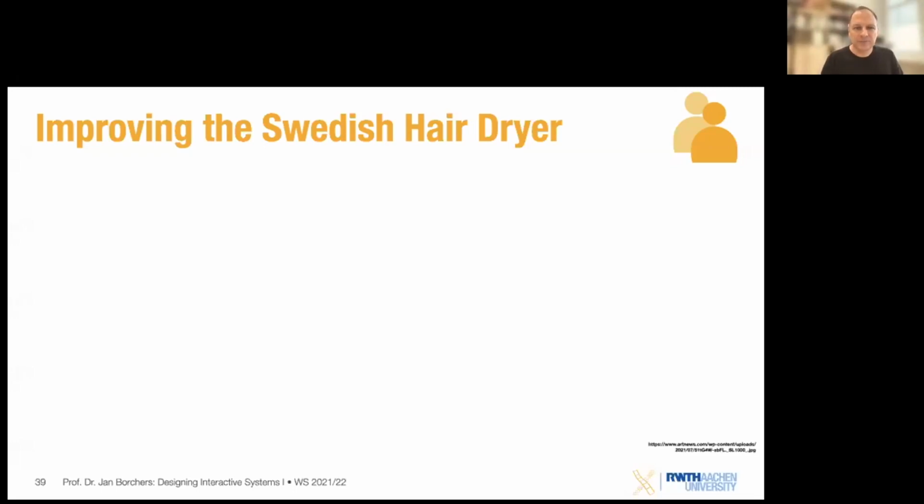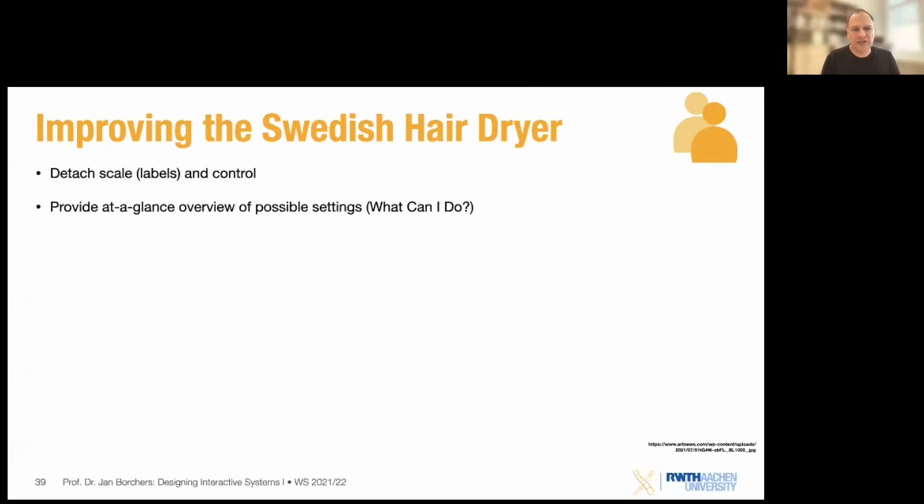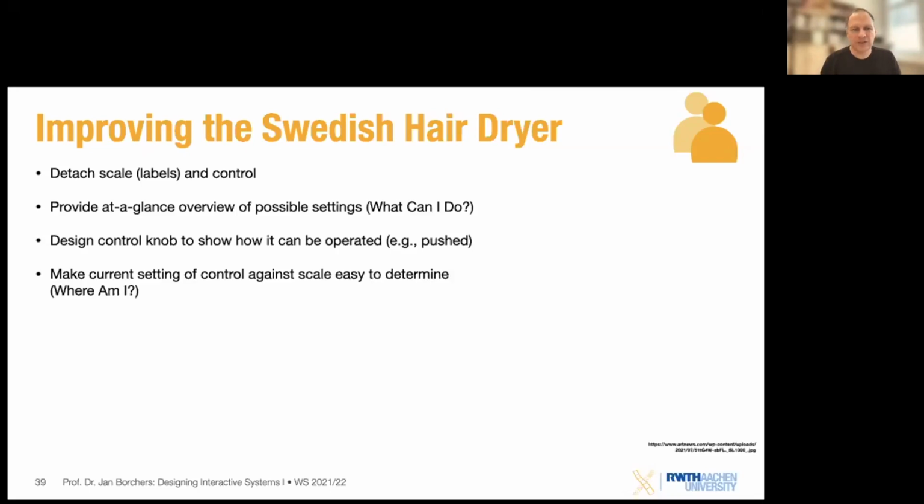Now, those are a couple of things you can fix, right? You detach the label and the control. This is a fundamental rule. If you have that space at all, detach it and your users will be happy. You need to provide an overview of possible settings. What can I do right now? And you need to design the knob to show how it can be used, like push, slide, rotate. And finally, you want to make sure that the current setting of the control against the scale is easy to determine. I know where I am, right?